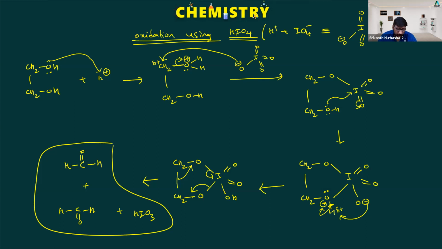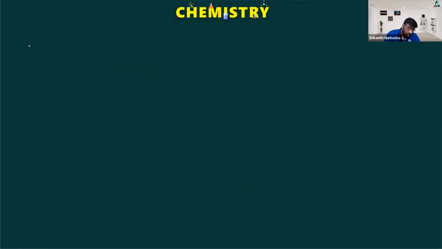You may ask a question, sir, do we need to do all this mechanism again? No. But what you should know is which type of alcohol will form what type of acid or aldehyde. So we'll be giving the shortcut. Note down the shortcut. Whenever we have a CH2OH group, it will be converted to HC double bond OH.